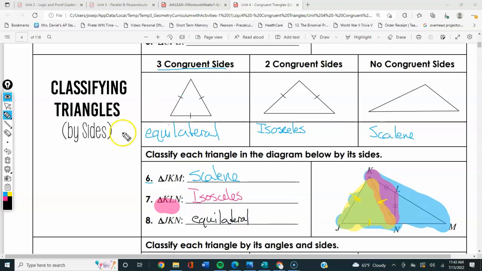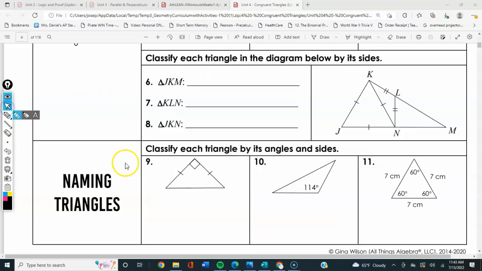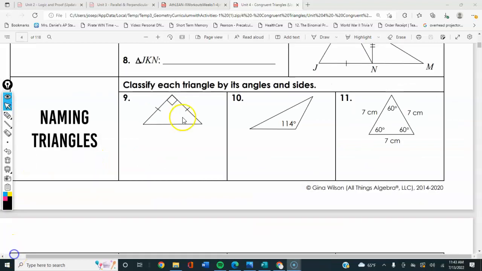Okay. One more thing. This is what your homework's going to be like. Now we're going to name these triangles by their angles and their sides. So this first one, I have a right angle as my biggest angle, so it's going to be a right. And then I have 2 equal sides. So because there's 2 equal sides, it's a right isosceles triangle. Not a wrong one.